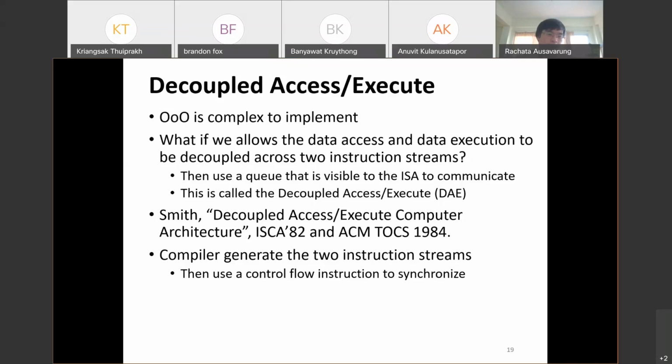Basically, the way it works is you write a program. When you write a program, you then use the compiler to generate two instruction streams. The two instruction streams would then use if-else control flow. If data is ready, do this. If data is ready, do this. They use control flow to synchronize the data access part and the execute part.